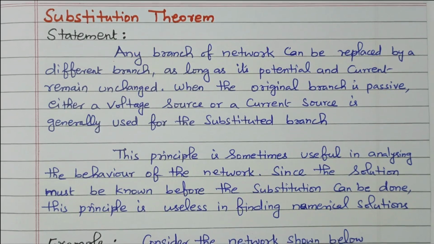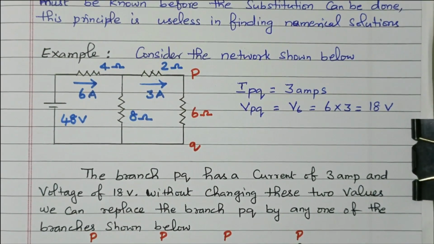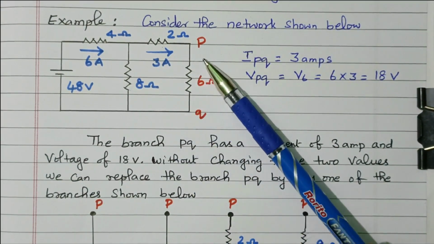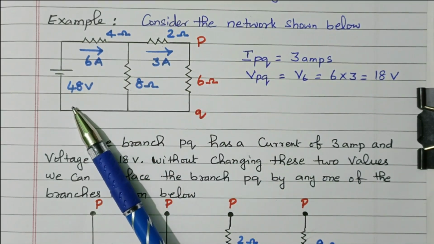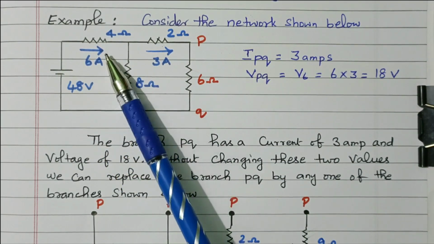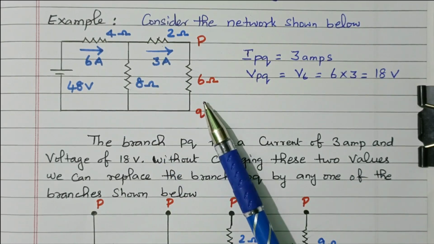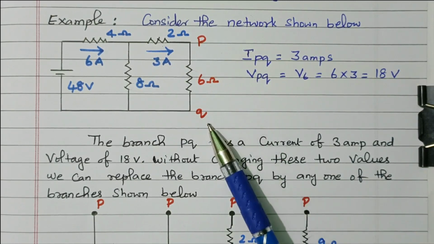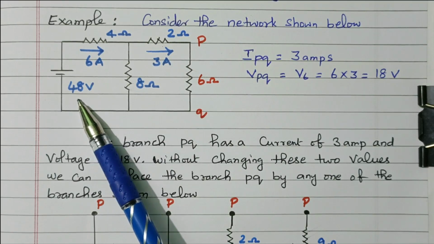Now we will see the example. Consider the network shown below. The 48 volt source is there. There are 4 resistors available: 4 ohm, 2 ohm, 8 ohm and 6 ohm. The 6 ohm is taken as a load, with the terminals marked as P and Q.